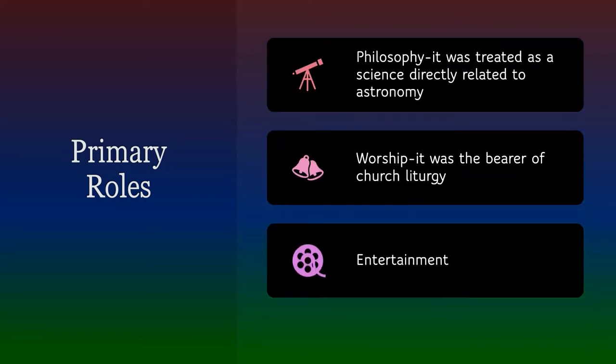So let's focus on the primary roles. We had three things that music was basically used for. Starting from the bottom, it was used for entertainment, like we said before, for the nobles when they're having a little shindig. It was used for worship, which is for the church. Like we said, the church was a huge thing at that point in time in history. And we have philosophy. It was treated like a science that directly dealt with astronomy.